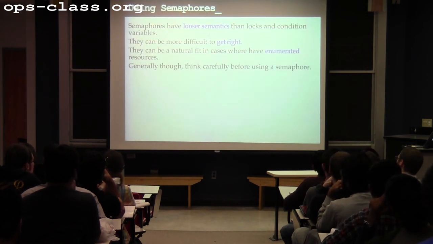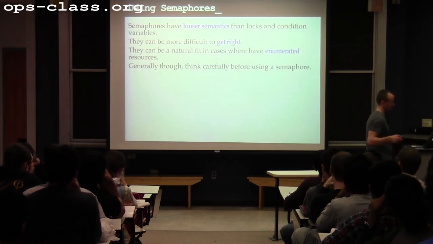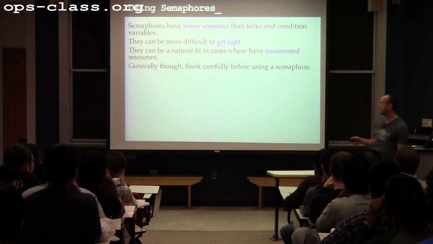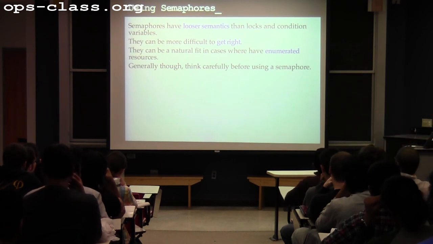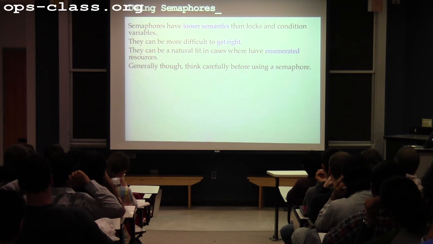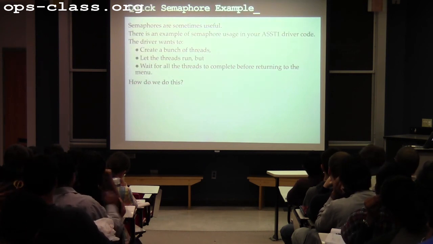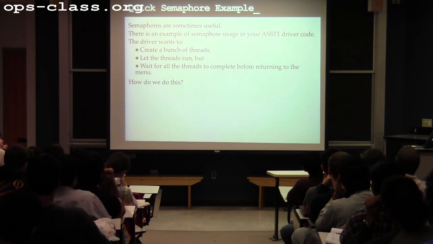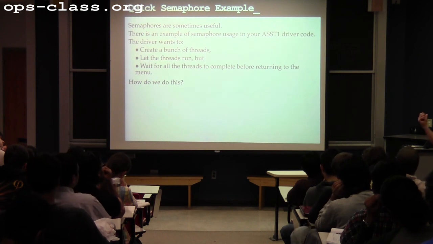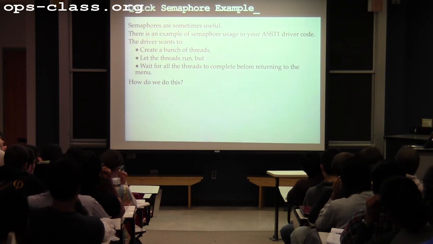All right, so let me do 2 minutes on semaphores, and I have 1 slide on this. Semaphores, because they have these looser semantics, are useful where locks and condition variables are not necessarily a great fit for a lot of problems. But let me give you one case where semaphores are useful. And actually, you see this in the code that we gave you. If you look at our test suites, you can see one potential use of semaphores.